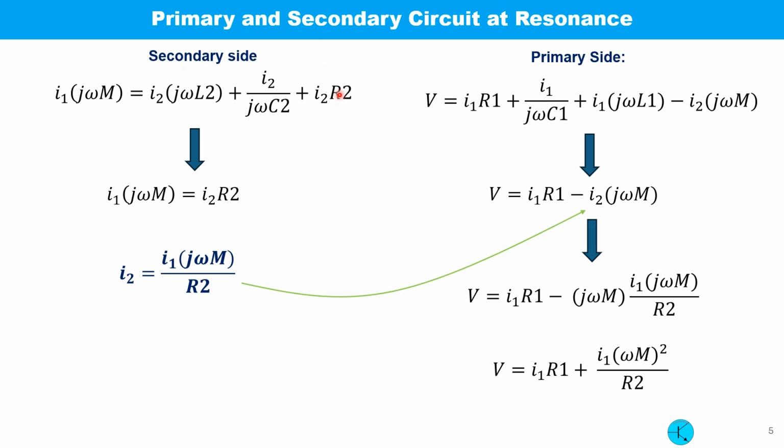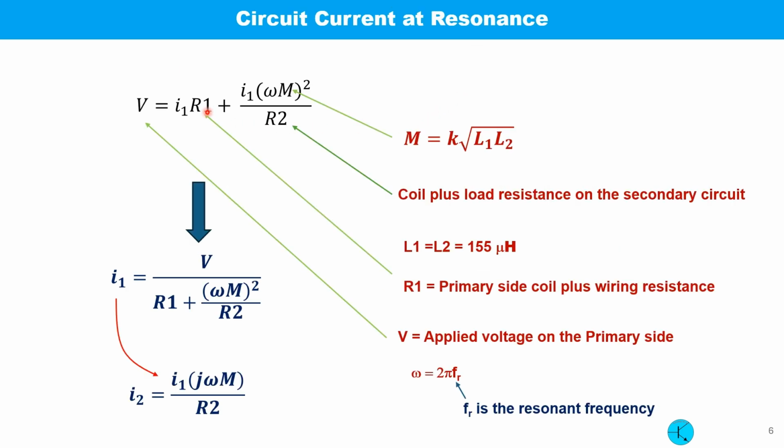These two terms are cancelled, so I1 j omega M equals I2 R2, and on the primary side V equals the fourth term as mentioned before, so these two are cancelled, so it becomes simplified as V equals I1 R1 minus I2 j omega M. So we can replace this I2 with this one, and we finally reach this equation. Now for this simplified equation, I am explaining each term once again.